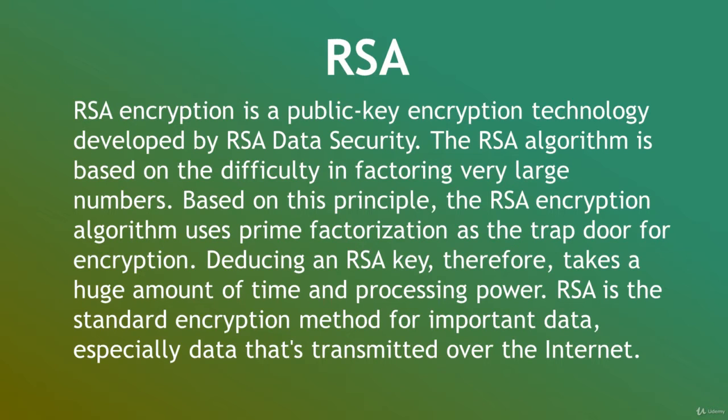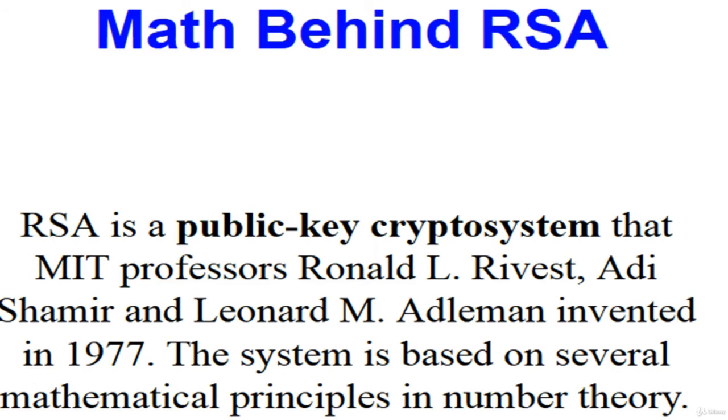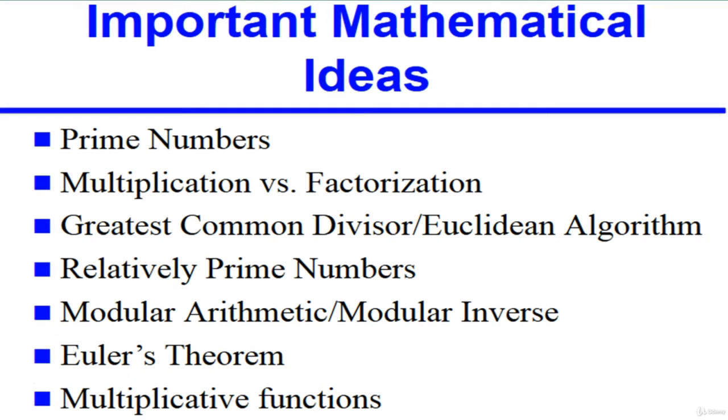Deducing a RSA key, therefore, takes a huge amount of time and processing power. RSA is the standard encryption method for important data, especially data that's transmitted over the internet. RSA is a public key crypto system that MIT professor Ron Rivest, Adi Shamir, and Leonard Adleman invented in 1977. The system is based on several mathematical principles in number theory.